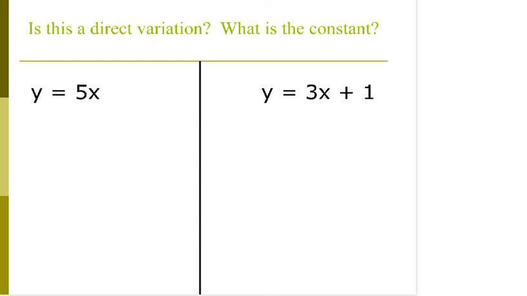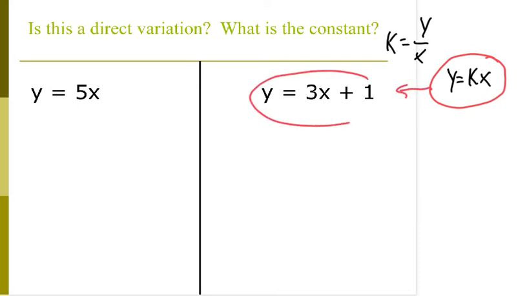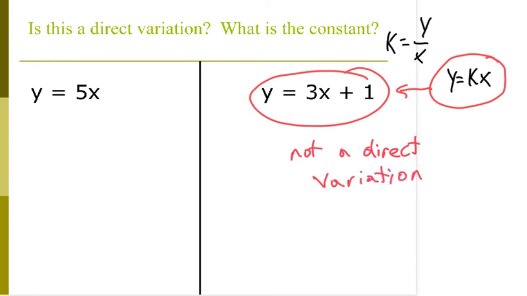Notice that in this example where it's written as y equals, we're not adding or subtracting. So it's going to be different from this. This is not a direct variation. However, remember that it's y equals some constant times x for a direct variation. In this case, the constant is 5. And so this is a direct variation.